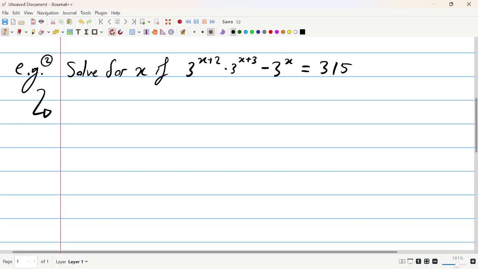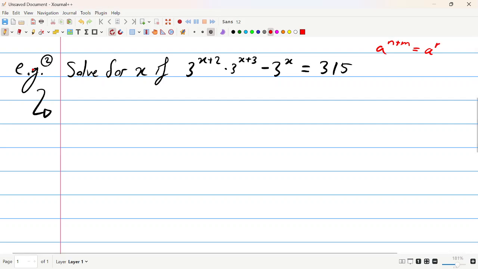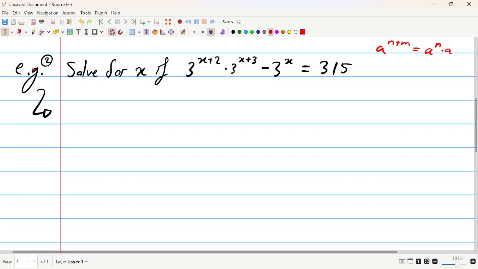Well, notice that we can use exponent laws. The exponent law tells us that if we have a to the power of n plus m, this is the same as a to the power of n multiplied by a to the power of m. So we basically just multiply the bases with their respective exponents for each base that we duplicated, if that makes sense. Alright, so we're going to do that for this one.